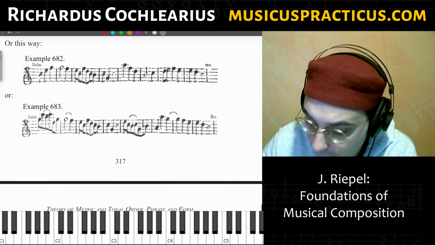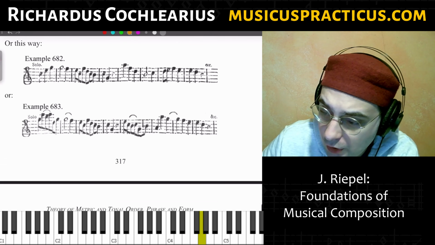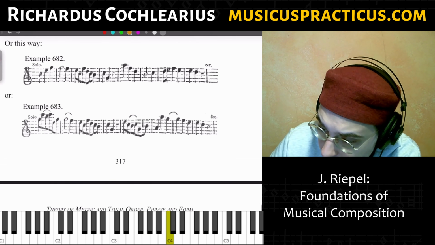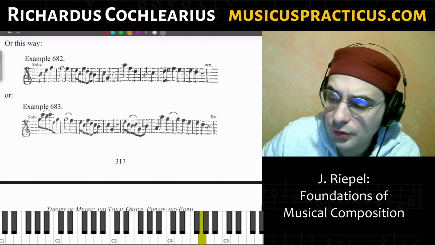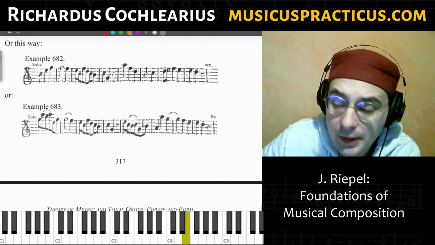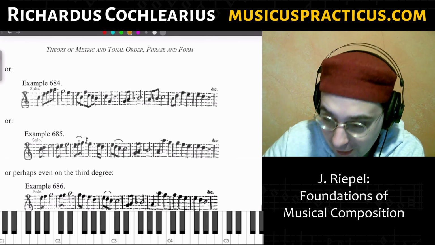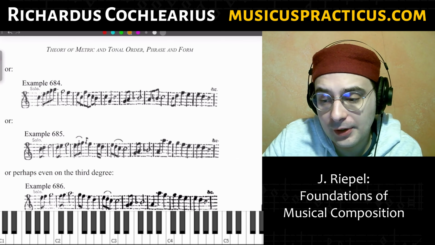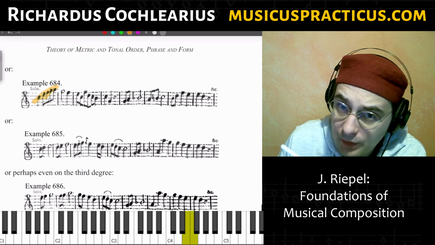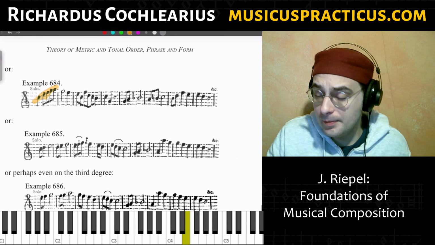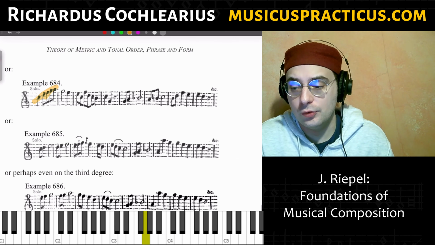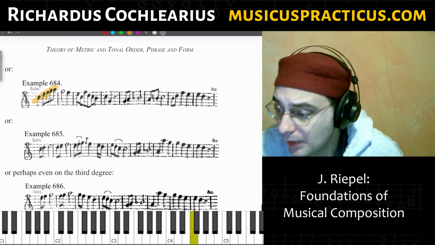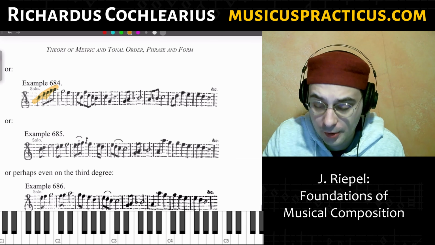Or another example. Sol fa mi do fa sol fa mi fa do la sol fa mi re. Or do mi fa sol la sol fa. As you can see, there are many variations. Do mi fa sol la sol fa mi do fa sol fa mi fa do re mi fa mi sol fa mi re.